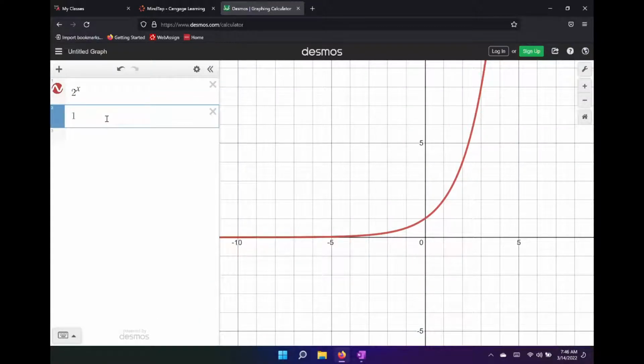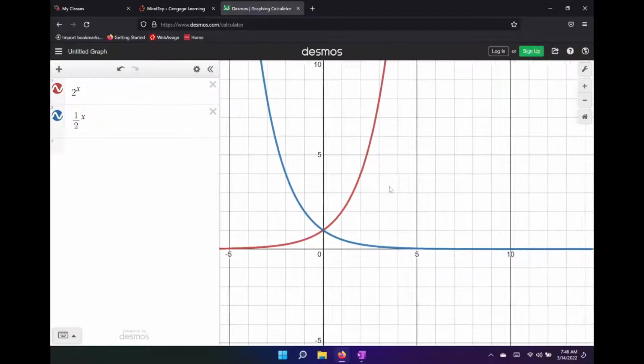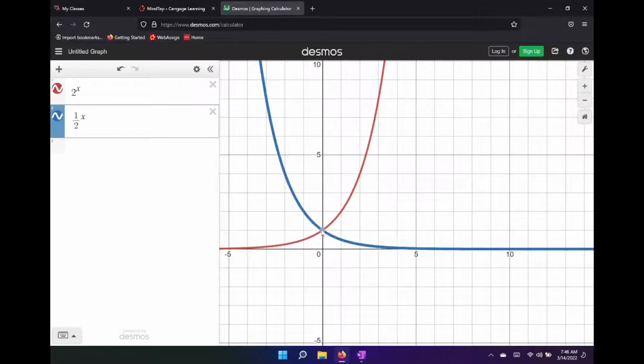And we'll go ahead and do 1/2 to the x. And notice in blue, we have the exponential decay. And the key is both of these graphs, or both these functions, regardless of what they look like right now, without shifting or translating or anything like that, they both have a y-intercept of (0, 1), which is really, really important.